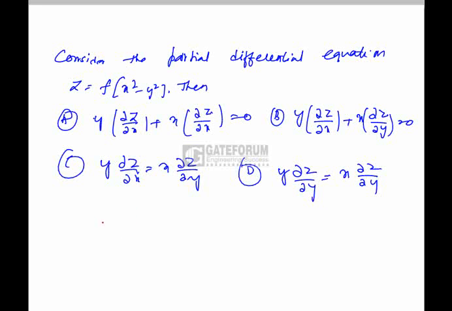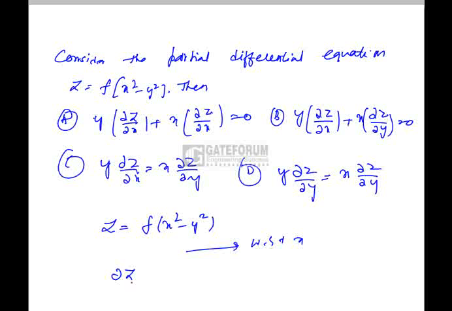We have to find the partial differential equation of the function z is equal to f of x square minus y square. Now let us differentiate this z with respect to x partially. So it is dou z by dou x. Differentiation of f of x is f dash of x, and the differentiation of x square minus y square is 2x. Let it be equation 1.